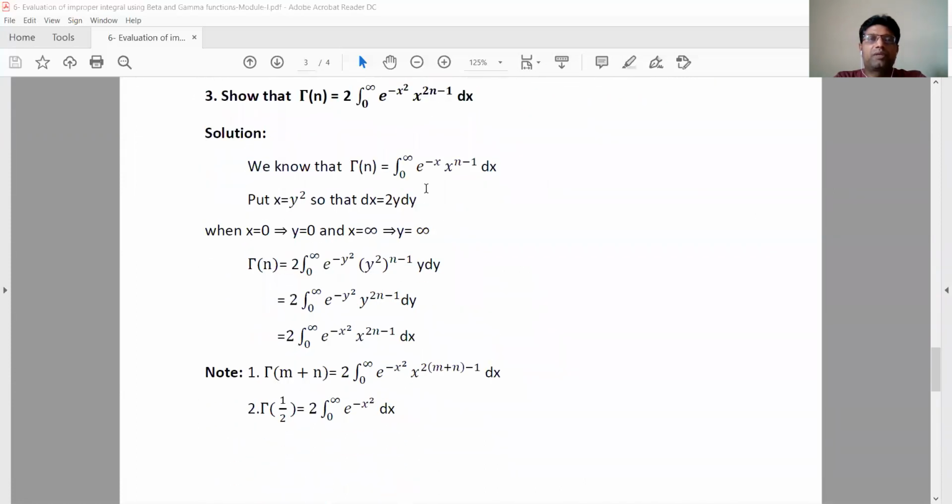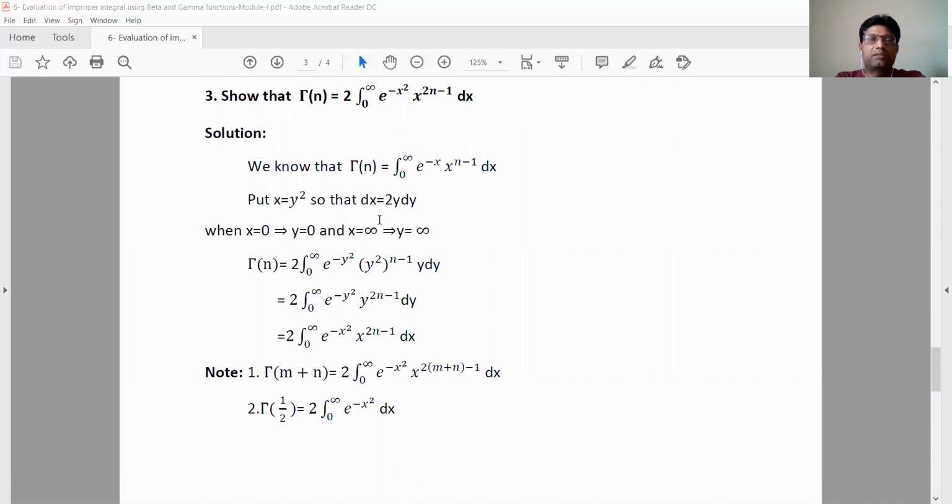Show that gamma of n is 2 times the integral from 0 to infinity of e power minus x square, x power 2n minus 1 dx. We know that gamma of n is this one. So put x is y square, so that dx is 2y dy. When x is 0, clearly y is 0. When x is infinity, y is infinity.